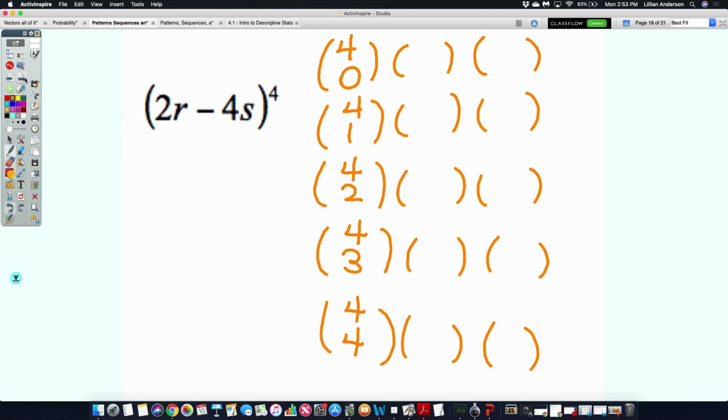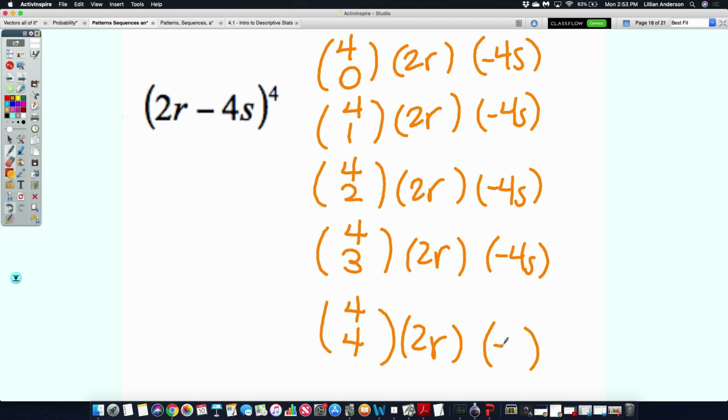What goes in my first parenthesis? 2r. Yeah. What about my last parenthesis? Negative 4s. And it should be negative. Make sure you always carry the sign with the second term. What about your exponents? I know they should add up to equal n. Let's do 4 and 0. 2r to the 4th, and 4s to the 0, and then 3 and 1. 2r gets decreasing exponents, while negative 4s gets increasing exponents.